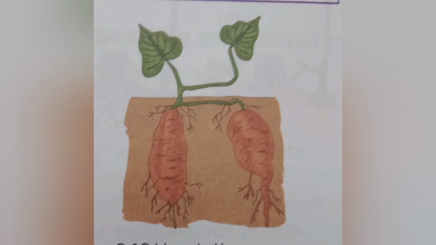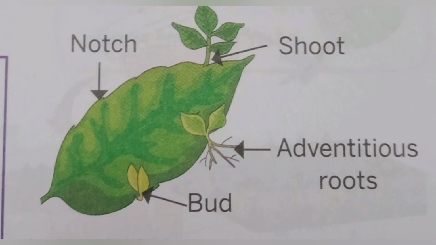These roots have small buds which give rise to a new plant, which they plant in the soil, as you can see in the picture. Next comes vegetative propagation through leaves.